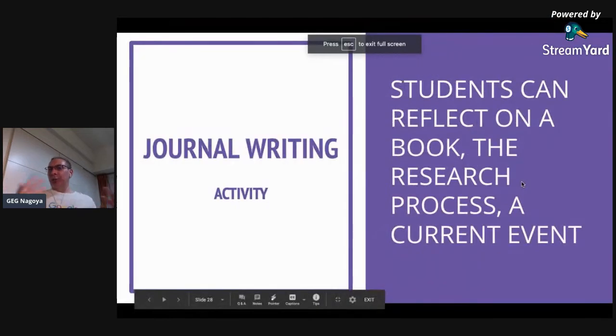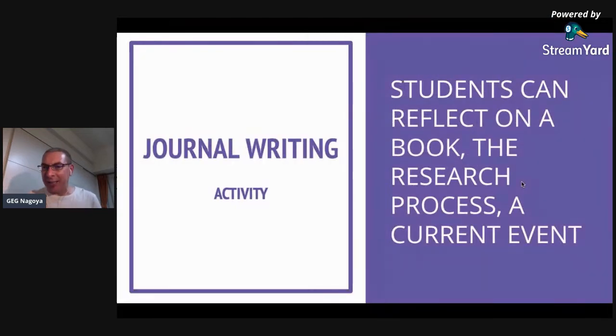Other ideas: journal writing, reflecting on chapters in a book. I did that with a book called The Heart of the Samurai by Margi Preus. Fabulous book for teenagers. And as we went through each section, the students would reflect on the concepts and the ideas, and then we'd talk about it in class.